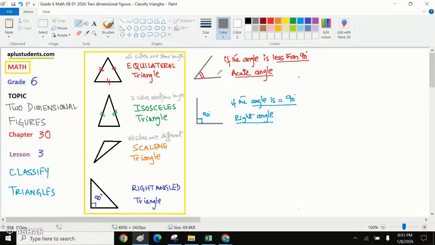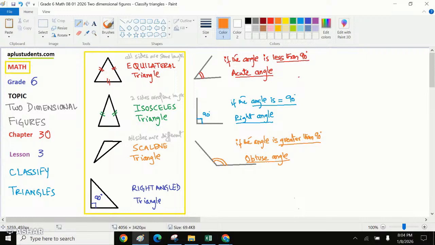So now we have considered less and equal. Let's try greater than 90. So if the angle given to us is greater than 90, then this angle will be known as, I'll write down the statement, if the angle is greater than 90 degrees, right? Greater than 90 means obtuse angle. Okay, that would be obtuse.